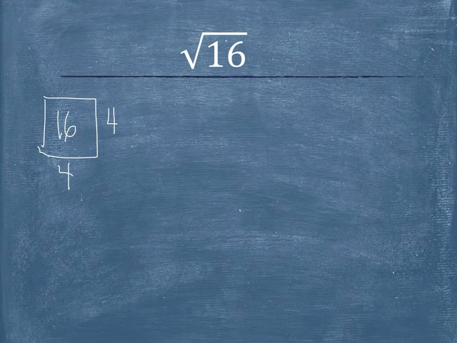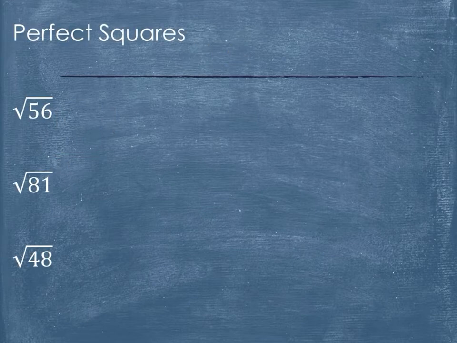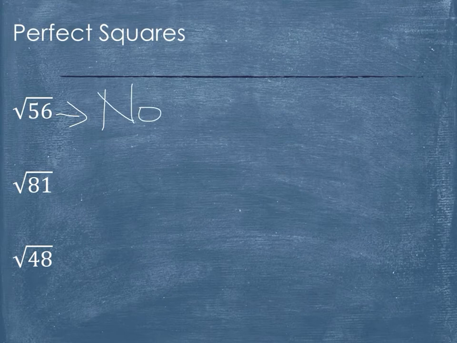Are these perfect squares? Is 56 a perfect square? Does something times itself equal that number inside? Well, 7 times 8 equals 56, but that's not the same number, so that doesn't count. So no, 56 is not a perfect square.